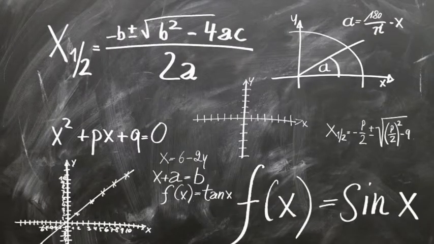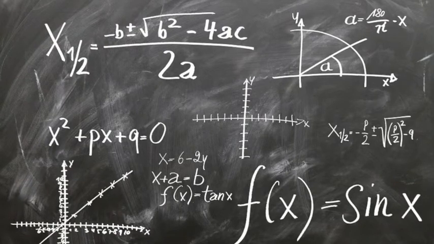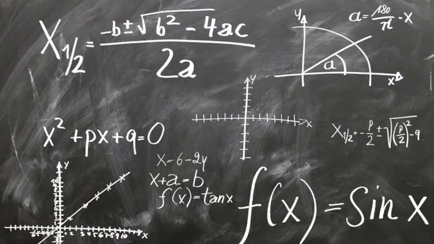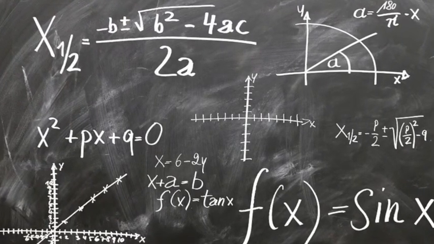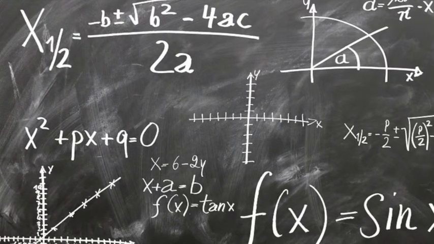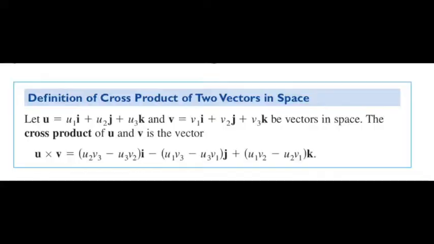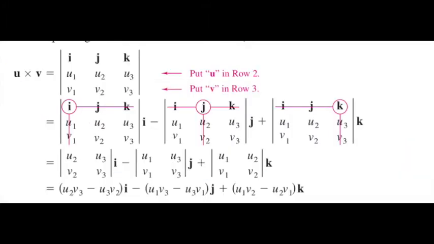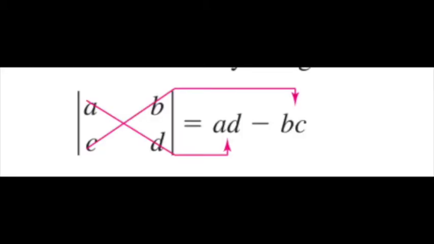I will go over 11.4, the cross product of two vectors in space. The cross product is used in many applications, for example in physics, engineering, and geometry, involving finding a vector in space that is orthogonal to two given vectors. And the definition of the cross product of two vectors in space is very important and is necessary for us to remember.